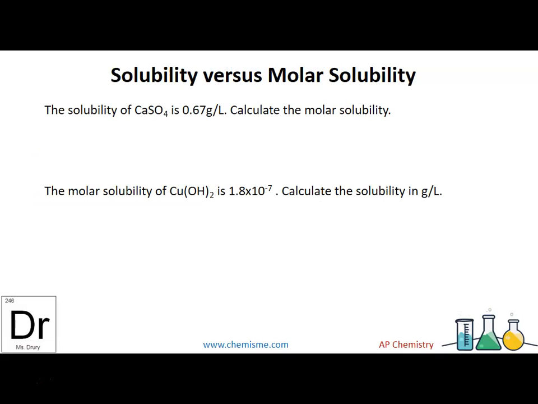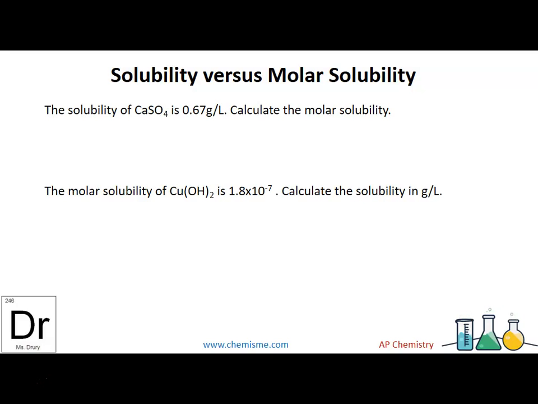If they say the solubility in a lab was 0.67 grams for every liter, that is not a very good solubility. You have an entire liter, that's like half a big bottle of soda, and you can only get less than a gram to dissolve. So we can already see calcium sulfate's pretty insoluble. You're getting some to dissolve, but mostly not. We want to know what its molar solubility is in order to calculate a K later.